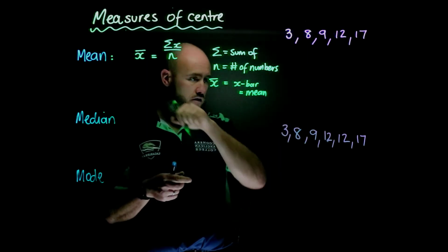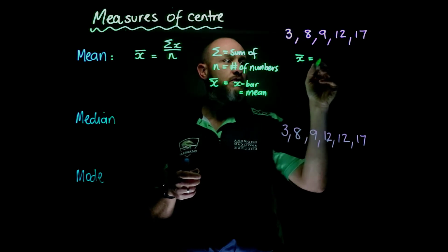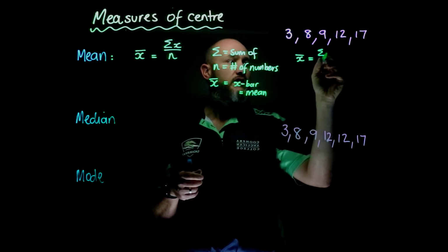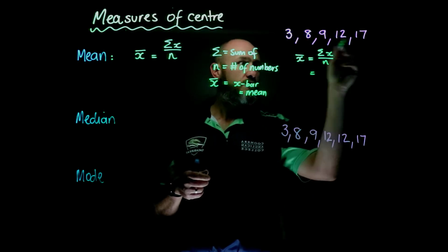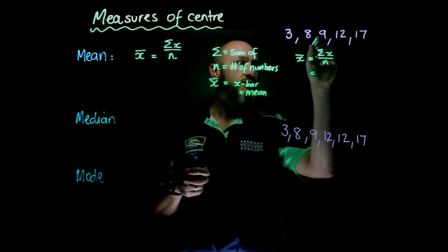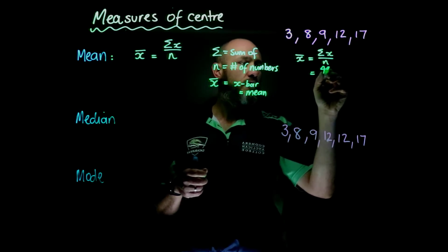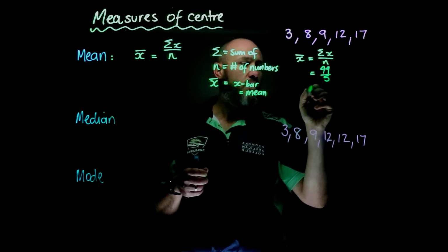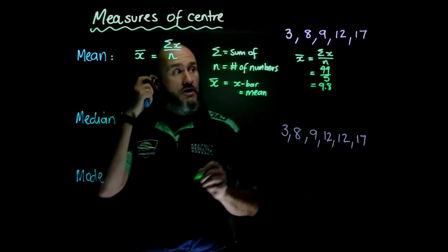And in this case, our mean, x bar, is equal to the sum of our data points over n, which equals the sum of these values. 3 plus 8 is 11 plus 9 is 20, plus these two, which is 29, makes 49 over how many there are, which is 5, and of course that is 9.8. So that's how we calculate our mean for this data set.